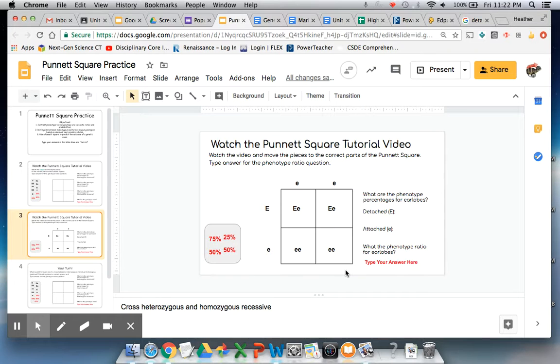So here we're going to show you what happens if you cross a heterozygous individual and a homozygous recessive individual and want to try to figure out what the phenotype percentages and phenotype ratios might be. So we've already set up the cross. We have our heterozygous, two different alleles, compared to a homozygous recessive, which is two little alleles, two recessive alleles. And we're looking for the phenotype with earlobes, detached versus attached.